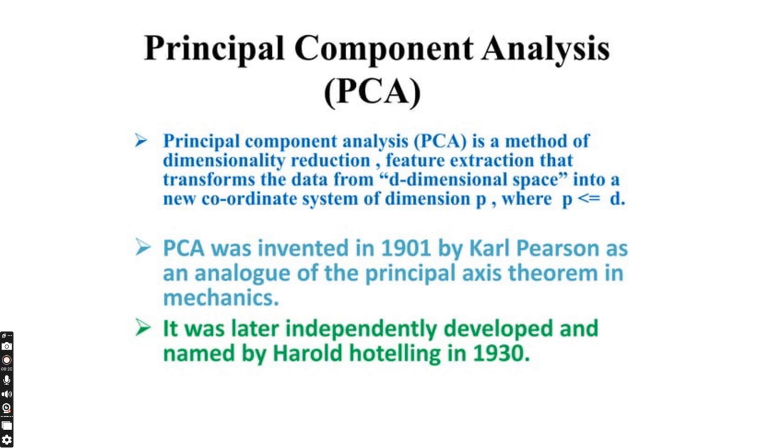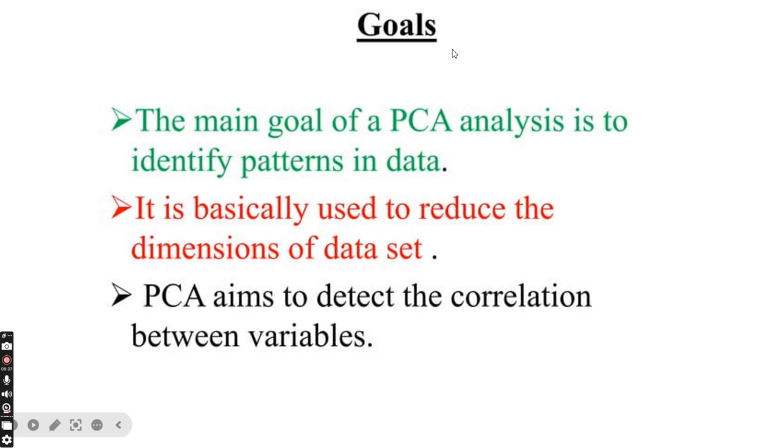It was invented by Karl Pearson in 1901 itself, but the theorem in mechanics he developed. Later, Harold Hotelling in 1930 independently developed and named this PCA. The major goal of PCA is to analyze the patterns in the data set, reduce the dimensionality of the data set, and aim to predict the correlation between the variables.